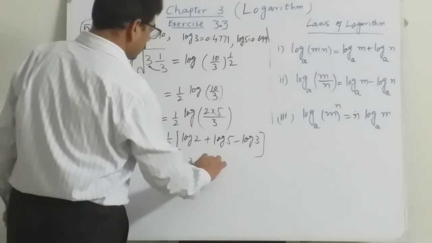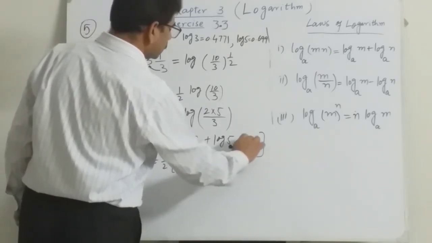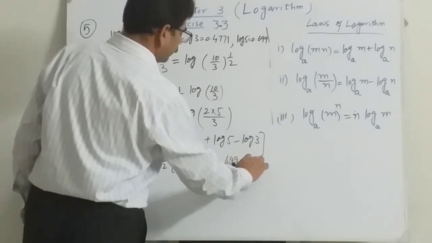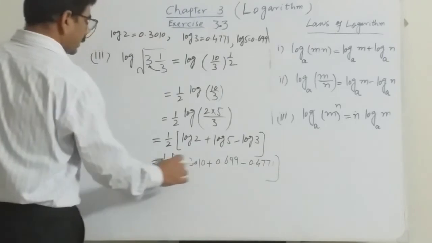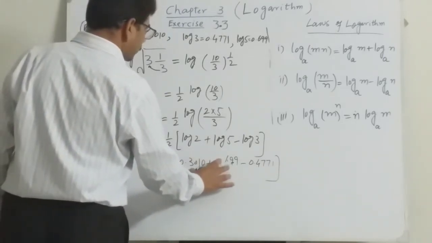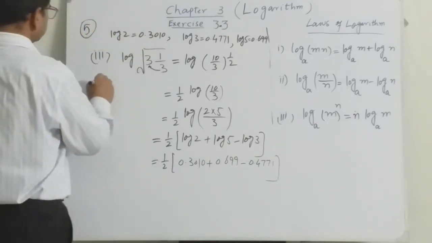0.3010 plus 0.699 minus 0.4771. Now we will simplify this. First we will add these two numbers, and then from the answer this will be subtracted.